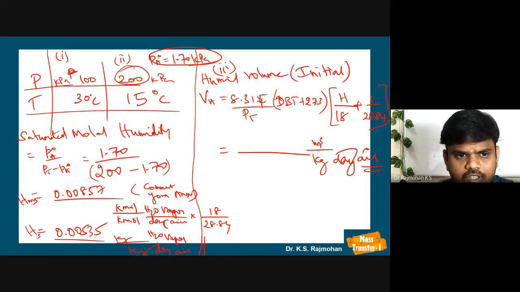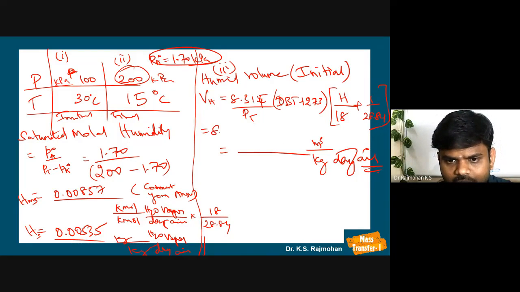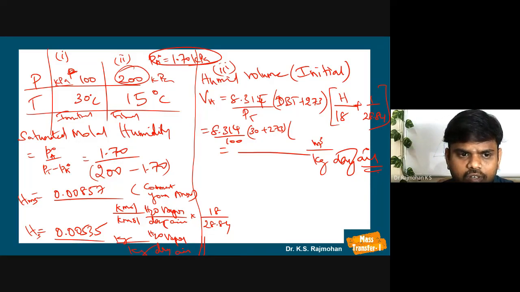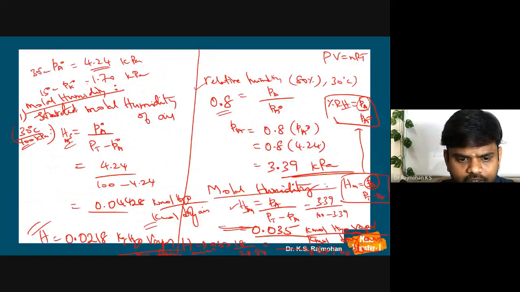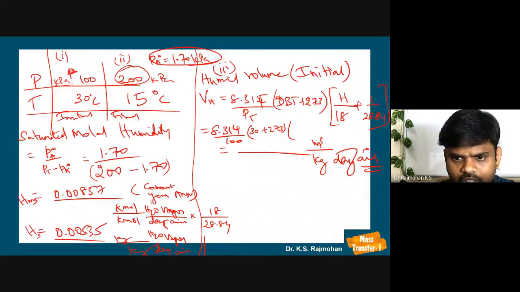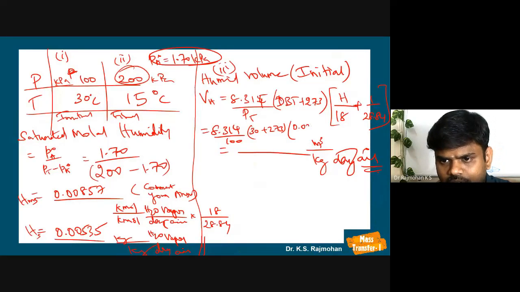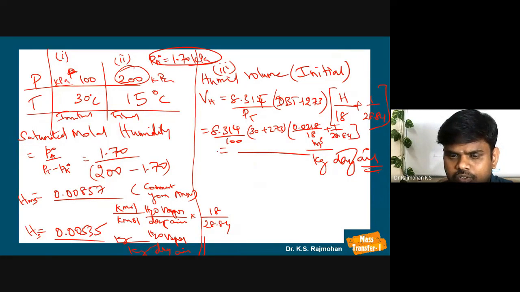Total pressure is initially, it is initial, right? So we have initial and we have final conditions. So initially, what is the value we can substitute to get the VH value? We can substitute 8.314 by, initially it is 100 kilopascal, 30 degrees Celsius, so 30 plus 273, into initial humidity. What is initial humidity? We just calculated here, right? It is 0.0218 by 18 plus 1 by 28.84. So substituting this value, you get the initial humid volume.